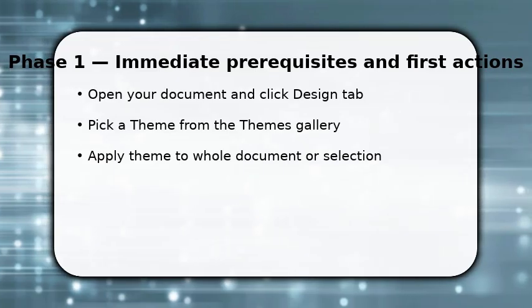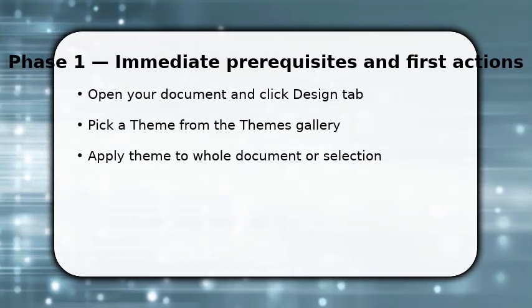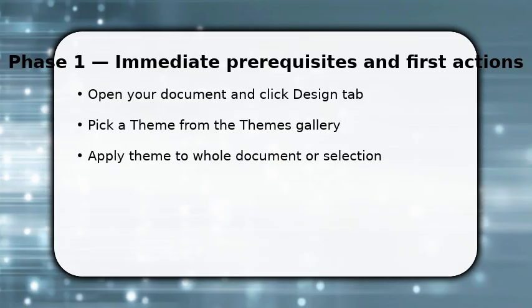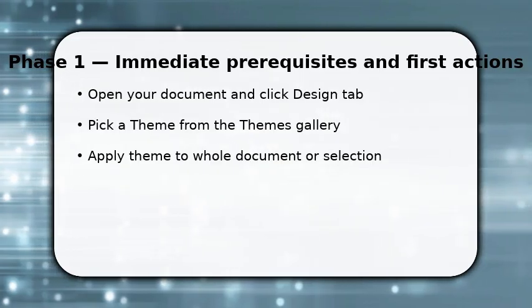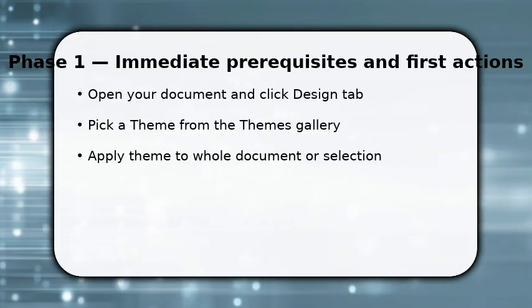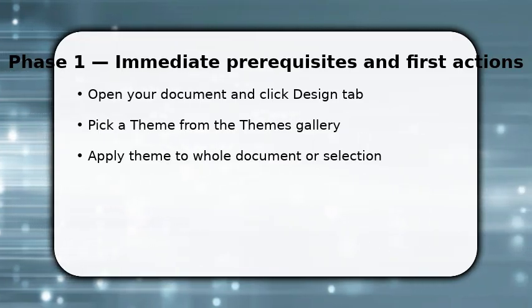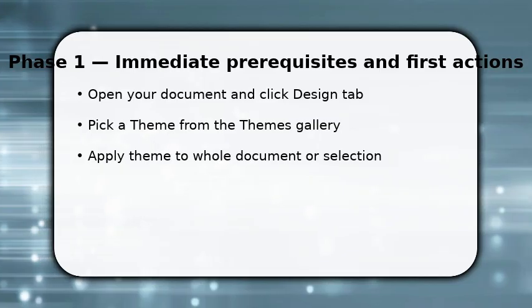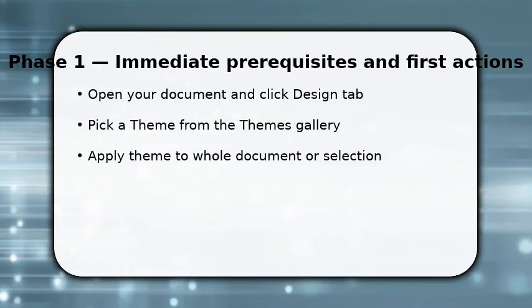Enjoy the video. You'll begin by setting a consistent foundation. Open Design and pick a theme from the gallery. This sets fonts, colors, and effects across the doc. Once done, make sure to apply it to the whole document or just the current selection depending on your goal. You're creating global styling, so choose a theme that matches tone and branding.